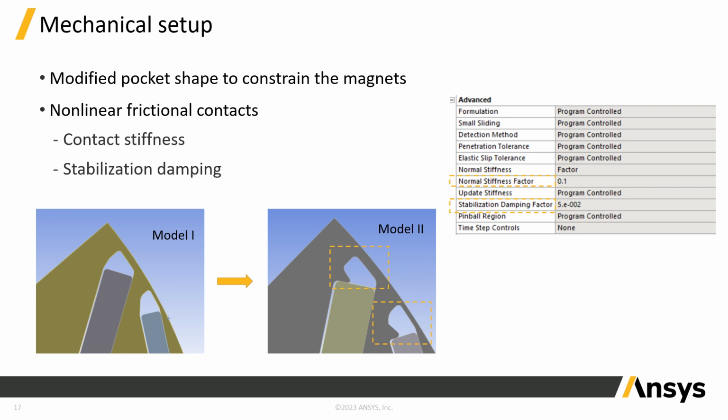And because we use nonlinear friction contact, it's more challenging to get a converged solution. So we suggest you scale the normal stiffness factor as well as the stabilization damping factor, which can help you converge the model and solve the model in a more reasonable amount of time.